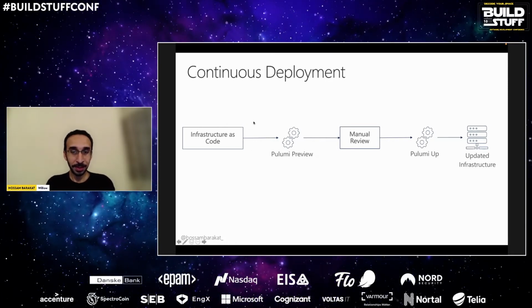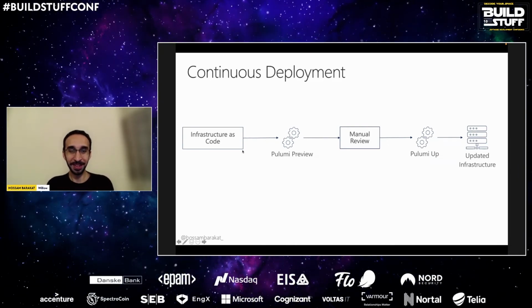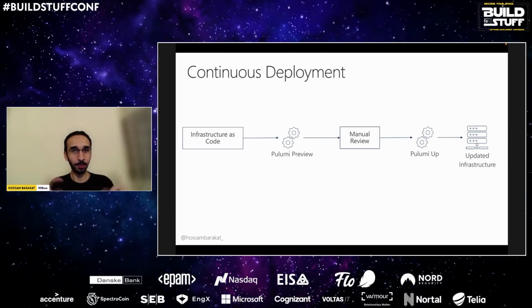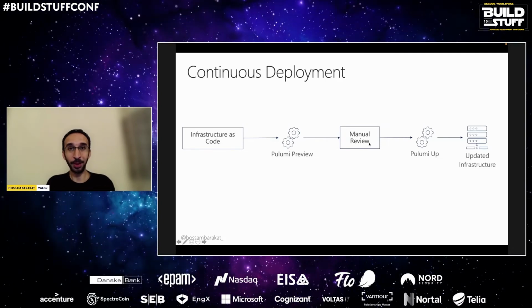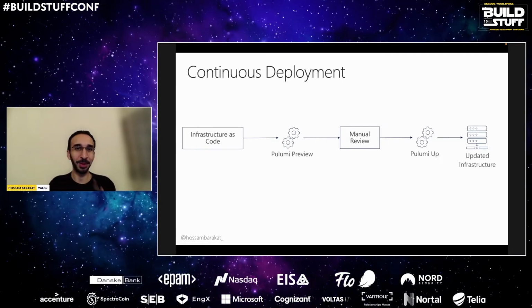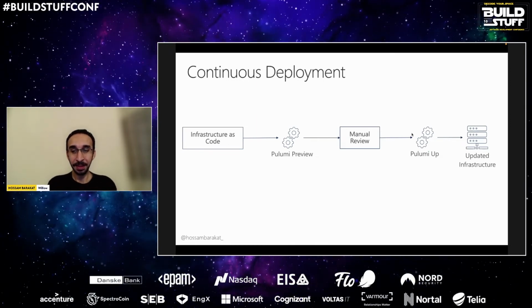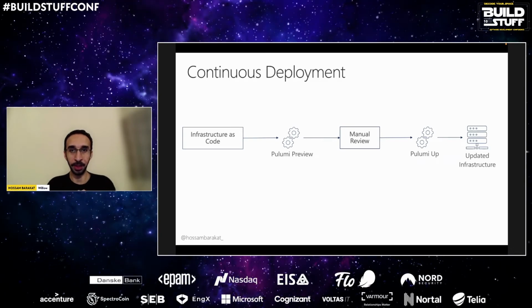So this is a typical pipeline that you would have. You will have your infrastructure as code. Then you run the Pulumi preview command, which will show you the first part of Pulumi up, what kind of changes will be applied. Then you will have some sort of manual review, so you don't break production because of a mistake in your infrastructure as code changes. Then you will go with Pulumi up, which will go and provision the resources on the cloud.